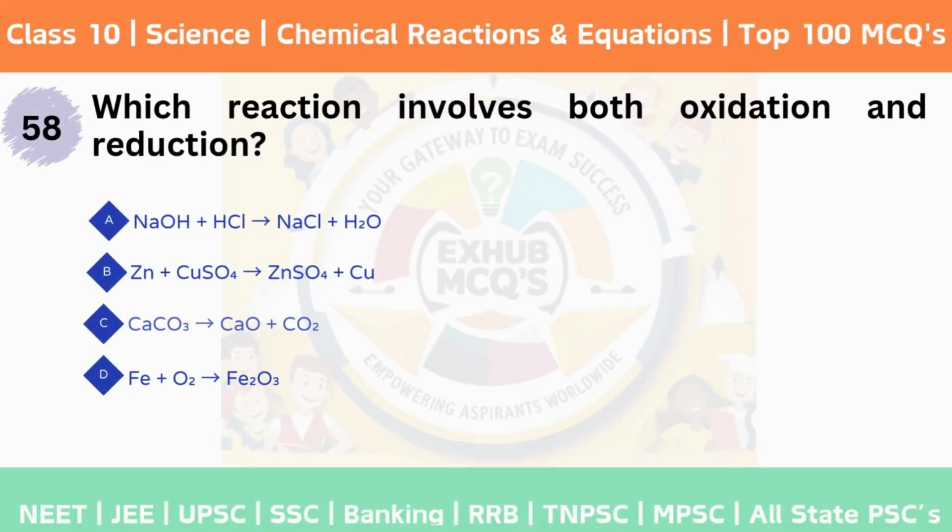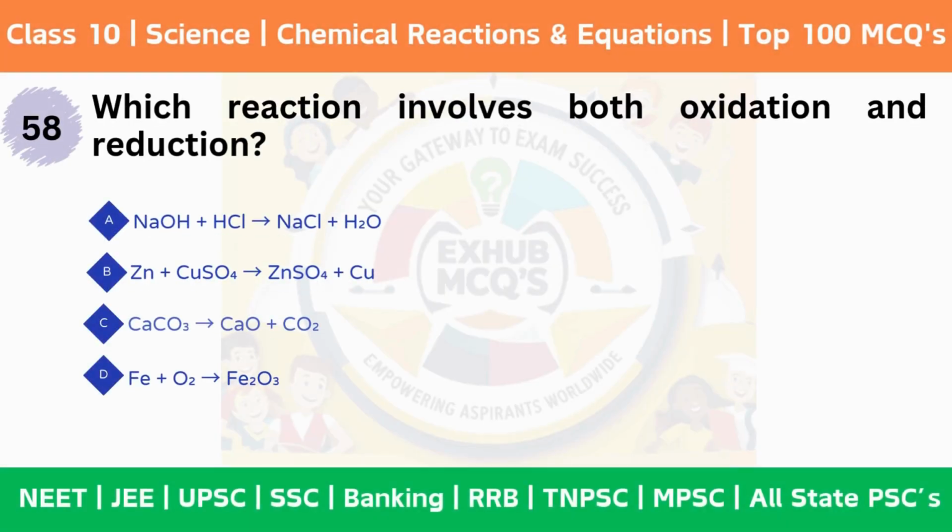MCQ 58. Which reaction involves both oxidation and reduction? Option A, neutralization of sodium hydroxide and hydrochloric acid. Option B, zinc reacting with copper sulfate to form zinc sulfate and copper. Option C, decomposition of calcium carbonate. Option D, rusting of iron.